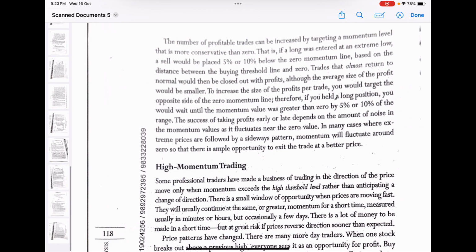The number of profitable trades can be increased by targeting a momentum level that is more conservative than zero. If you wait for the price to reach zero, there might be times when your trades are running in profit, but you're waiting for it to reach zero, so you might book a loss. Rather than that, you need to keep a more conservative level, which is better than the zero level. Trades that almost return to normal would then be closed out with profits, although the average size of the profit would be smaller. So that's why I keep saying that you need to keep booking partials.